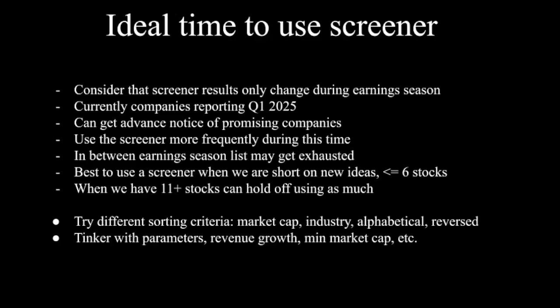And one tip for using a stock screener is to sort by different criteria. The default's usually market cap for sorting, but we can also sort by industry, alphabetical, and reversed. And sometimes just getting this fresh look at the sorting can help us find a new name. I also recommend tinkering with the parameters a lot, whether this is revenue growth, the minimum market cap, maybe adding international, and you can play around with it quite a bit.